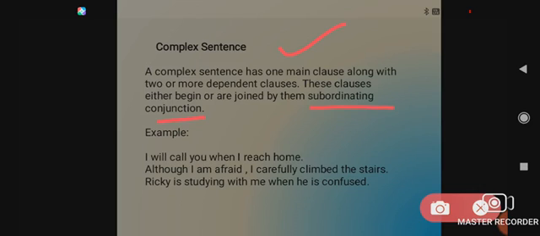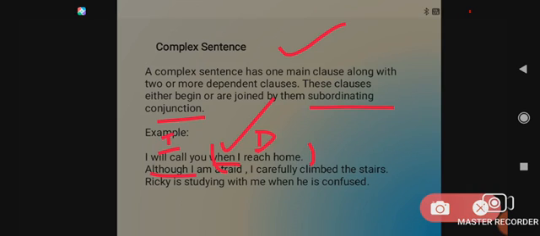These clauses are joined by subordinating conjunctions like as, because, if, although, since, until, when, after, whenever. They either are in the beginning of the sentence or are in the middle of the sentence, right? Now let's pay attention to a few examples. I will call you when I reach home, right? When I reach home is dependent. I will call you is independent and it's joined by when.